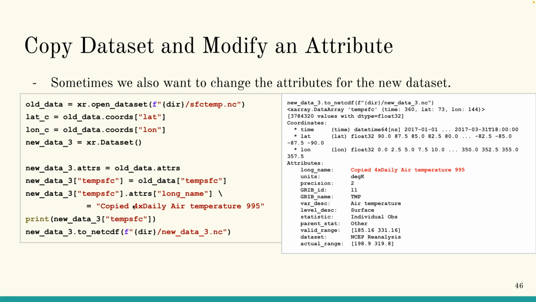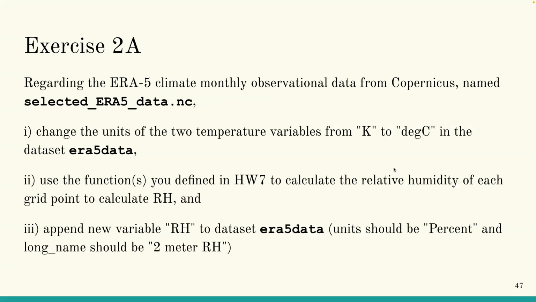Nothing you haven't learned before. I've already talked about this actually. So this is just repeating, okay? Edit the long name, just assign a new value to this long name. And then when you print the new data, you can see that the long name is edited, is modified, right? We have given that copy 4 times daily air temperature 995, which is this one. Yeah, I think you have 3 parts for the second question, and that's it. Any questions?